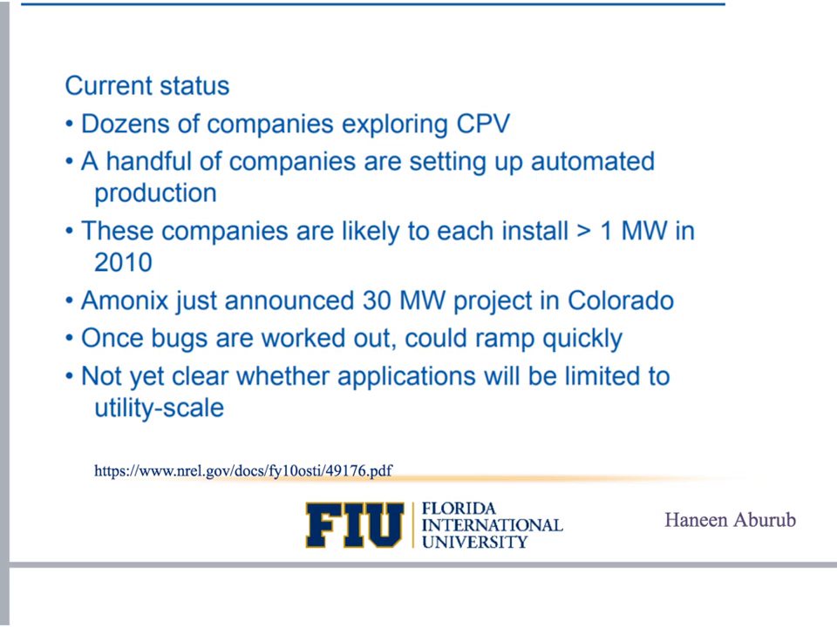Now companies are looking more to invest in concentrated solar PV technologies. Some of them are setting up automated production lines, and these companies are likely to install more than 1 megawatt. This was in 2010, and in Colorado there is a 30 megawatt concentrator solar PV project. It's not clear whether the applications will be limited to utility scale or whether we can move to small residential scale.